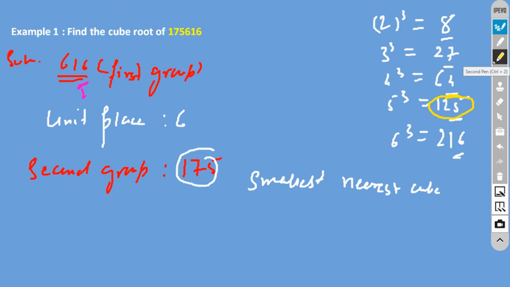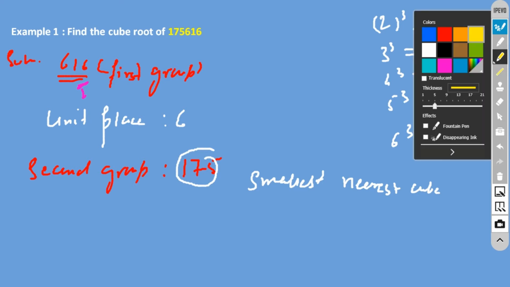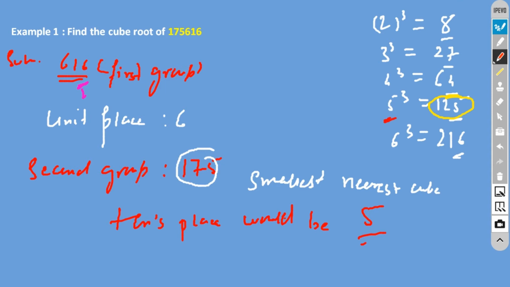So the tens place would be 5, because the cube of 5 is 125 and the nearest cube of 175 is 125, so the tens place is 5. So the cube root of 175616 is 56. I hope you got the answer. Why don't you try once yourself?